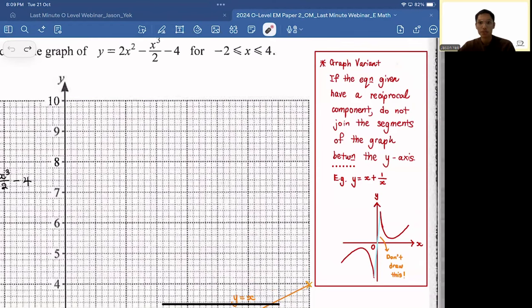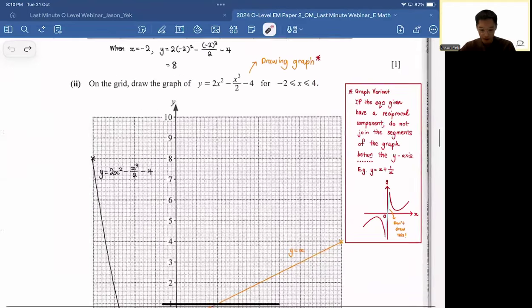So something for you guys to take note. You just draw your graphs, but you should not join the segments for this case. You can look through 2023. This is a graph that they actually ask you to sketch. Not exactly this kind, but involving reciprocals. So please be very, very careful.